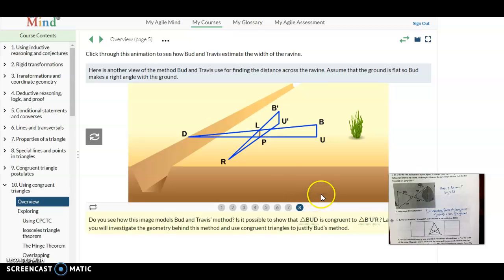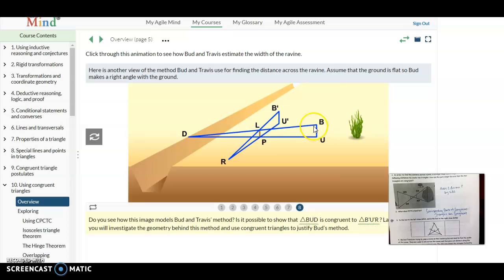Here's another view of the method that they used, and so you can see that they are actually using triangles as a result of this demonstration. So remember, this is the original location of Bud when he stepped off so that he could see the top of the cactus branch and the edge of the ravine. And then this is his second time to be that same distance away, so they used the prime symbols here, and his distance to the bottom of Travis's feet here.